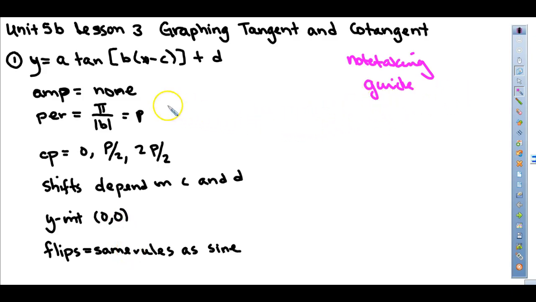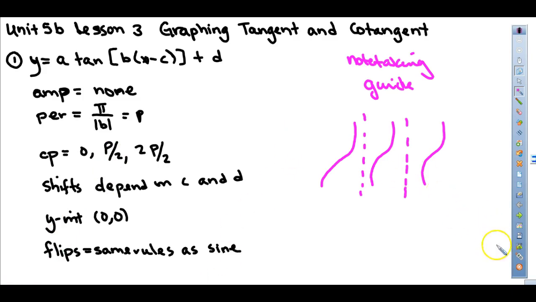They look something like this. They have this little S shape to them, kind of, and then they have asymptotes in between them. So that's what you can expect with tangent.